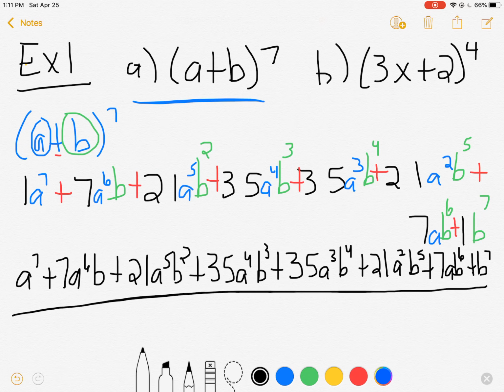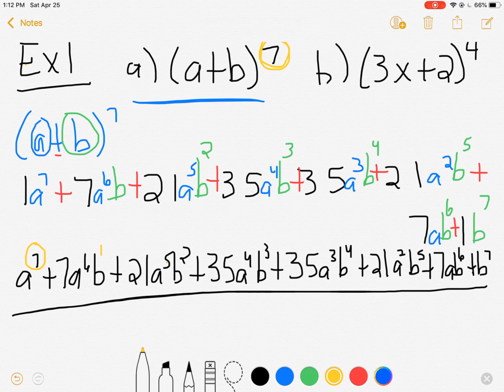There's my final answer. As you can see, every term has a degree of 7. Like we got a 7 here. 6 and 1 is a degree of 7. 5 and 2, a degree of 7. 4 and 3, a degree of 7. 3 and 4, a degree of 7. 2 and 5, 7. 1 and 6, 7, and then 7. So it's a good way to check yourself. All right, so we got our coefficients from Pascal's triangle. We knew to look at the 7th row because of the power of 7.